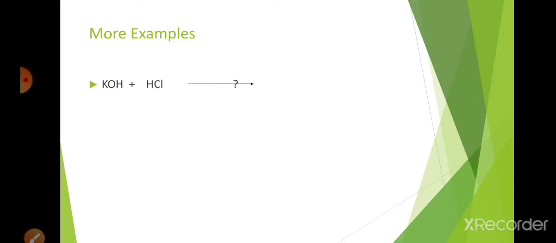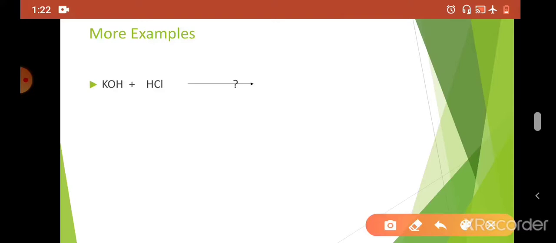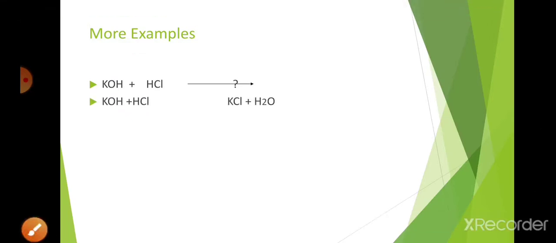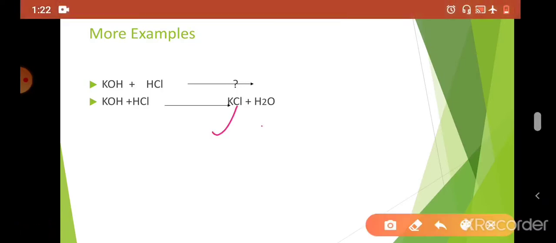KOH plus HCl. How can you predict the product? Double displacement reaction is taking place again. K combines with Cl, H combines with OH. So what are we going to get? The product is KCl plus H2O. So I read the equation for you. KOH plus HCl gives you KCl plus H2O. Write more examples and it will be more clear.